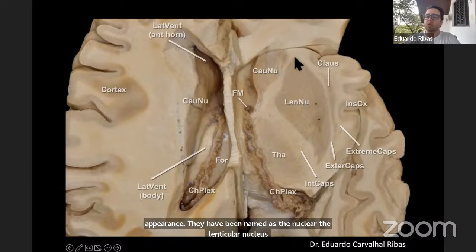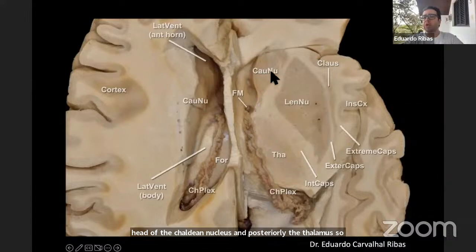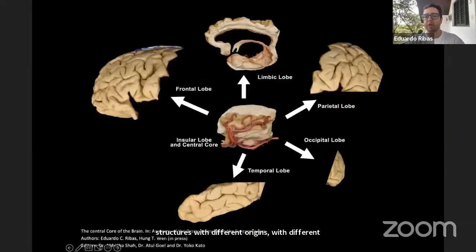Then medial to the lenticular nucleus, you have the internal capsule. Medial to the internal capsule, we have anteriorly the head of the caudate nucleus and posteriorly the thalamus. The thalamus here is really a diencephalic structure. All of these are basal ganglia intermingled with the white matter capsules, and then laterally we have the insula, which is already telencephalon. Some people will not like this view of the central core because we are putting together structures with different origins and different functions, but morphologically it makes sense because everything here is together.